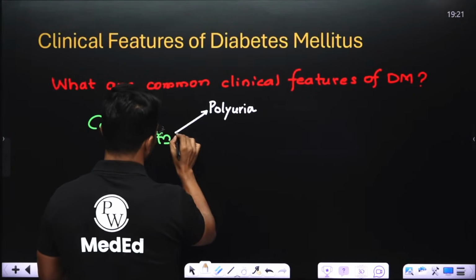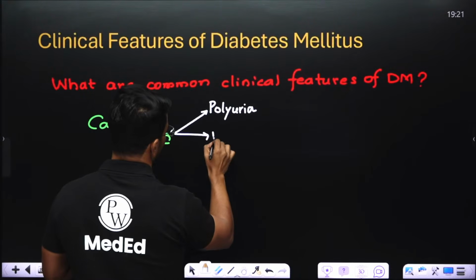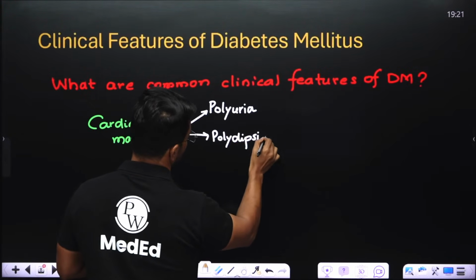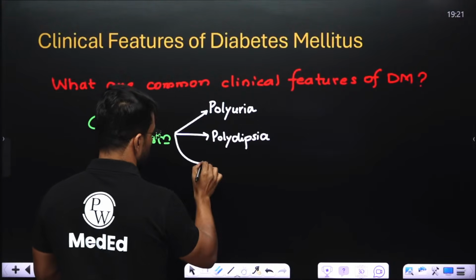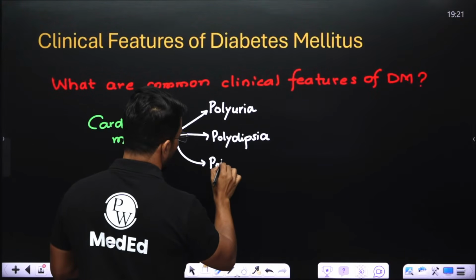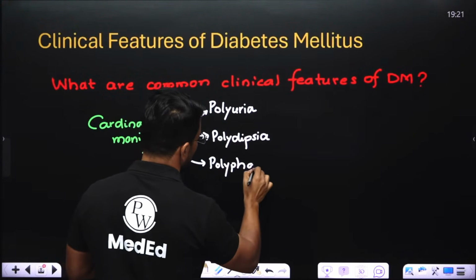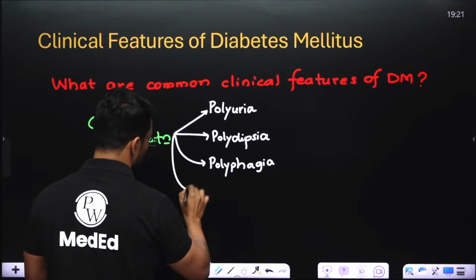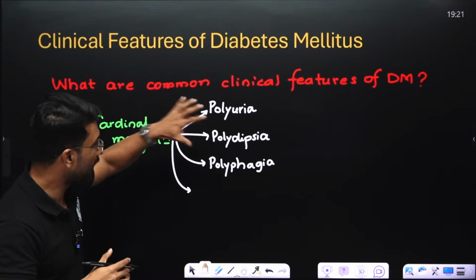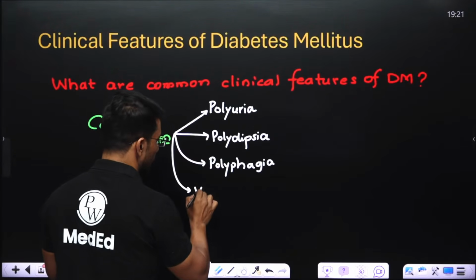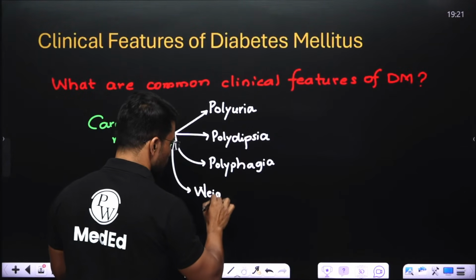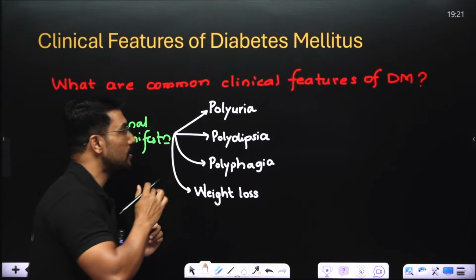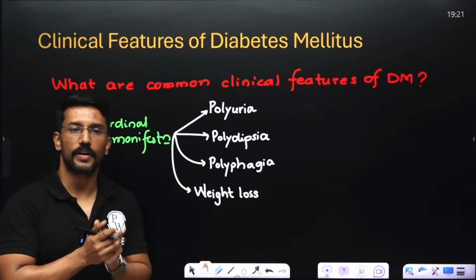Polyuria, increased urination. Second, polydipsia, or increased thirst. Third, polyphagia, or increased hunger. That's why we call it the 3Ps of diabetes mellitus. And now in recent times, one important cardinal manifestation got added to these 3Ps, and that is weight loss. So these are the 4 cardinal manifestations of diabetes mellitus.